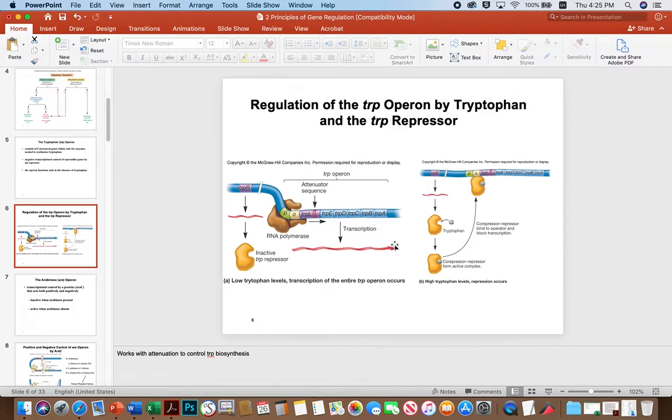And so RNA polymerase can touch down on the promoter and read through and create the entire polycistronic messenger RNA. Over here, there's high tryptophan levels. And so again, the microbe doesn't need to make tryptophan. And so in this particular case, a little bit of the tryptophan can sit on this little allosteric site here in this enzyme and basically turn it into an active repressor that can then fit right here into the operator on the operon and shut it down.